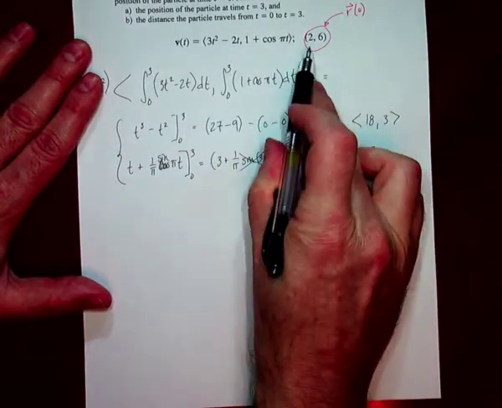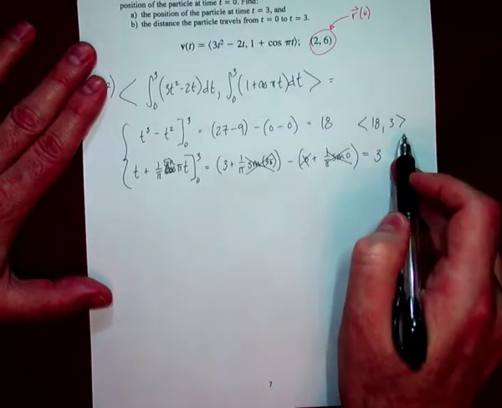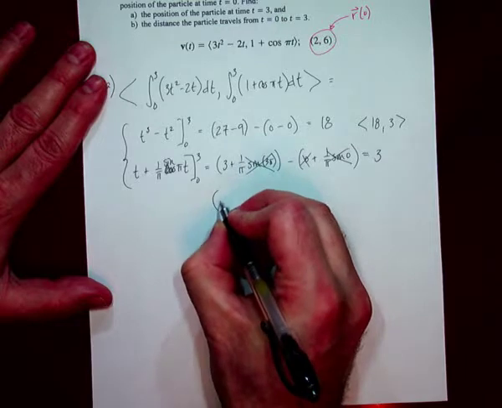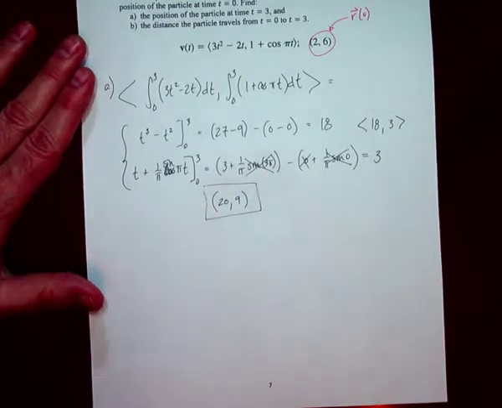Now, that means that what I have here is 18, 2 plus 18, and 6 plus 3. My new position is 29. That is the answer to part A.